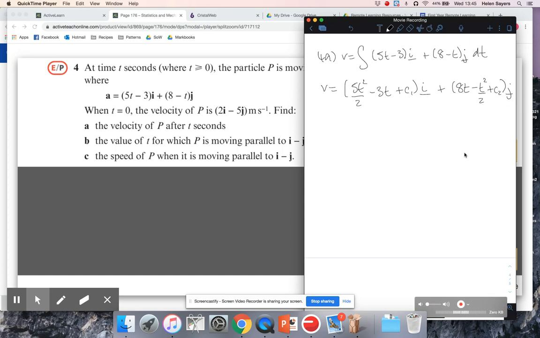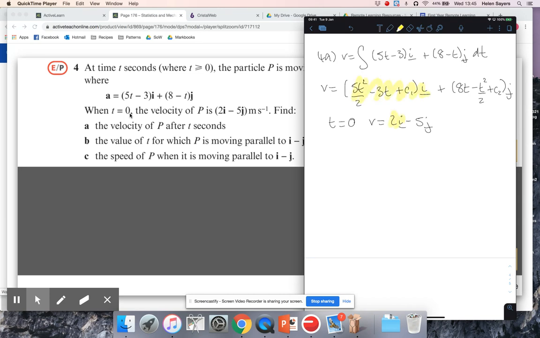Okay, so this is just an alternative to how they've done it in the textbook, which is they just put the constant of integration as a separate vector. Okay, but just in case this makes a little bit more sense. So then they tell me that when t is 0, the velocity is 2i minus 5j. And I could even just look at the i and j vectors completely separately.